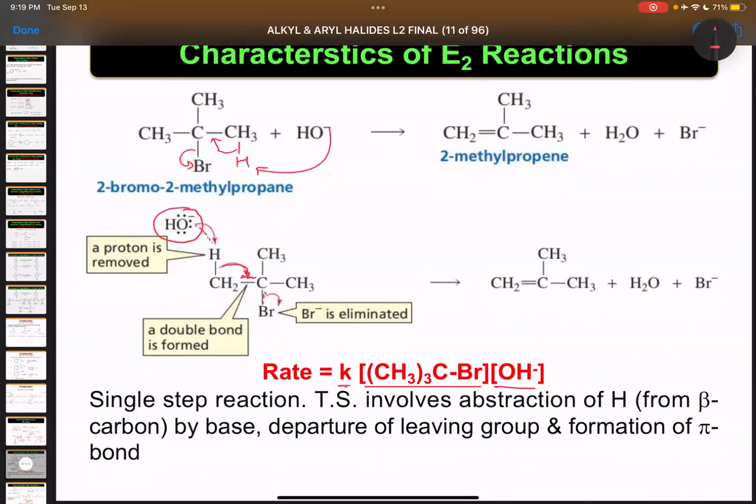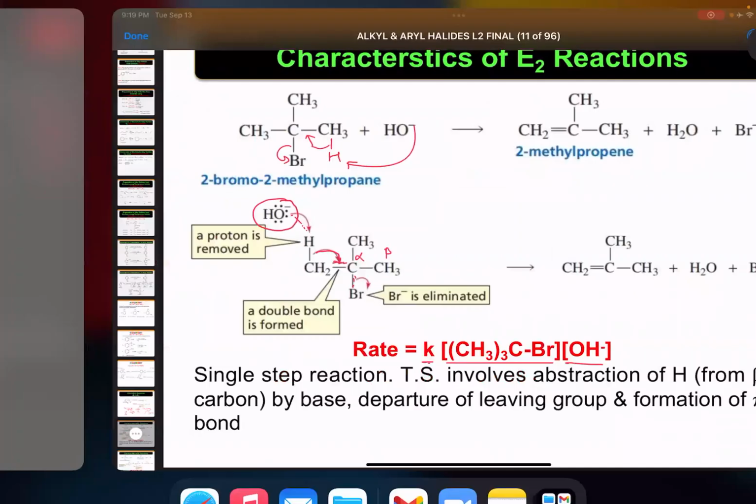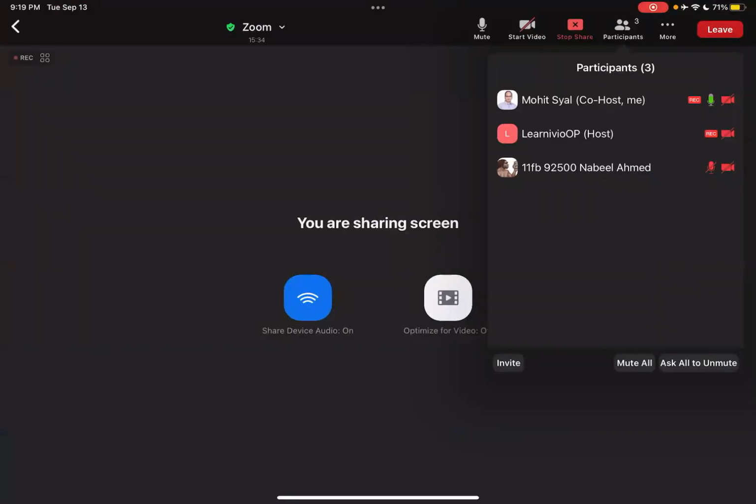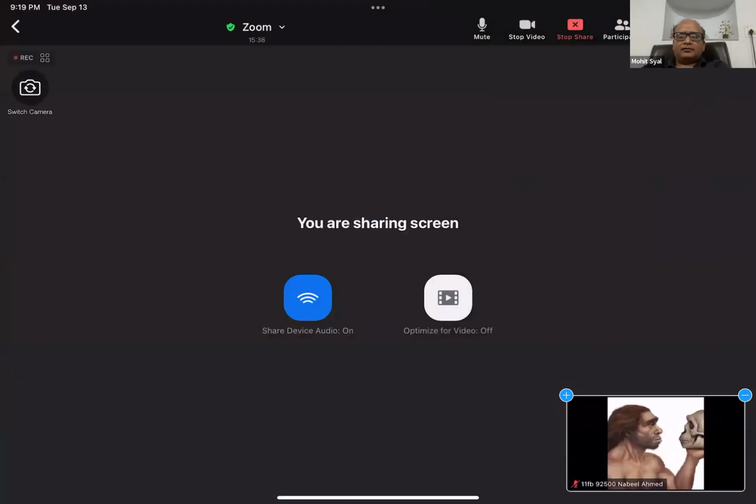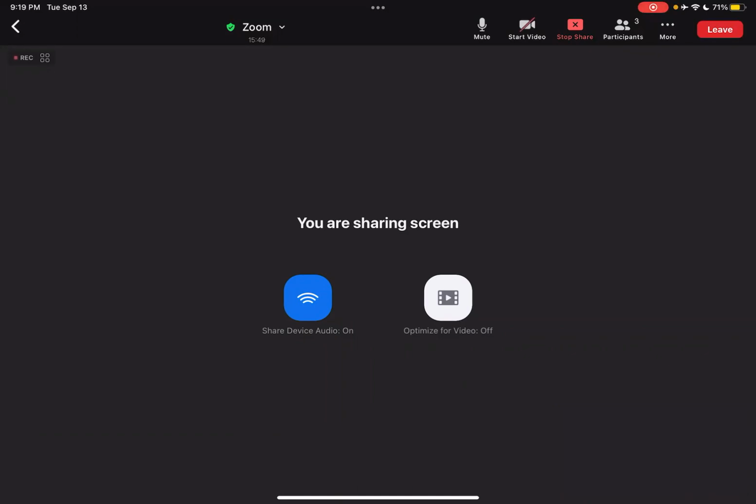This is a single step transition involving abstraction of H. This is alpha beta elimination. Alpha is the carbon atom which is directly connected to the leaving group, and this is the beta carbon atom. Is it clear? Yes, sir. Could you show the last slide as well, sir? Yeah, all these eliminations are known as alpha beta eliminations. Alpha beta means the two groups are removing from adjacent carbon atoms, right? Yes, sir. So just note it down.